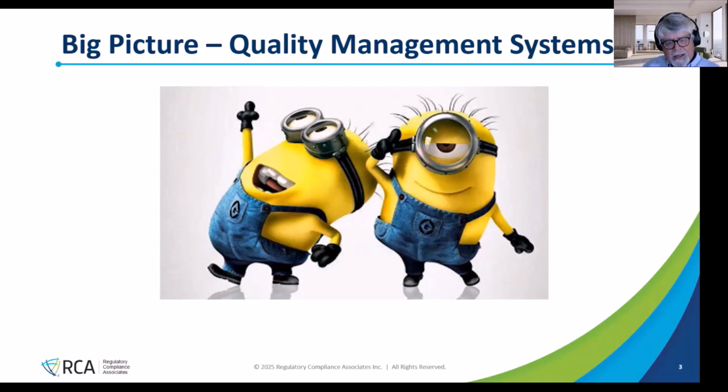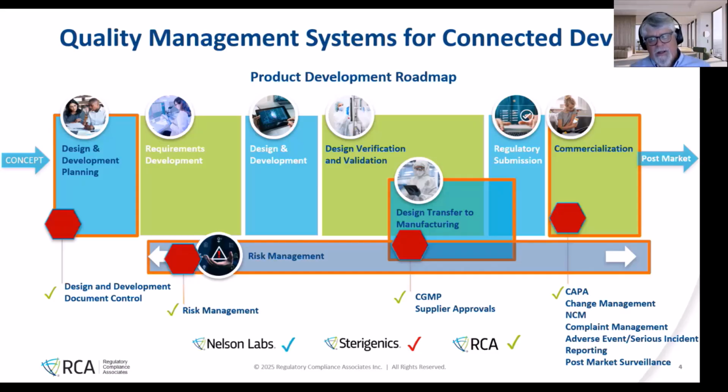The other part is that we recognize that there is a system of processes or subsystems that need to be looked at. And this particular picture looks at it from a product development roadmap. We start off here on the left from concept and go through the design phase of design control, if you will. And then we transfer it to production or manufacturing. We have a regulatory submission that needs to be done. And then we're commercializing it. And then we have to keep an eye on afterwards, post-market.